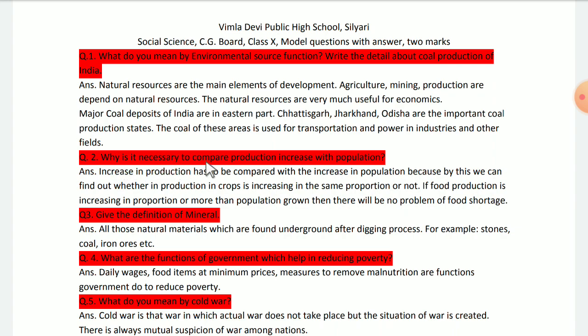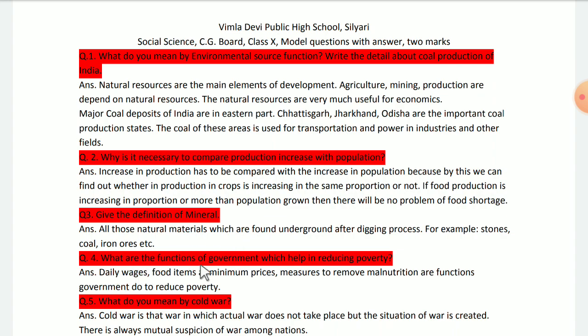Why is it necessary to compare production increase with population? Increase in production has to be compared with the increase in population, because by this we can find out whether production in crops is increasing in the same proportion or not. If food production is increasing in proportion or more than population growth, then there will be no problem of food shortage. Give the definition of mineral. All those natural materials which are found underground after digging process. For example, stones, coal, iron ores, etc.